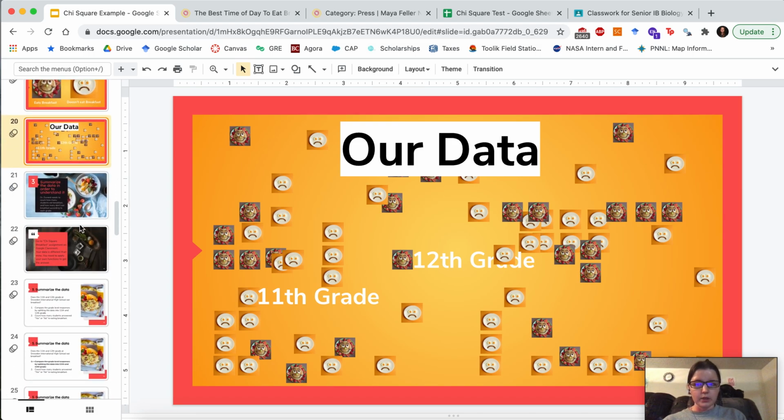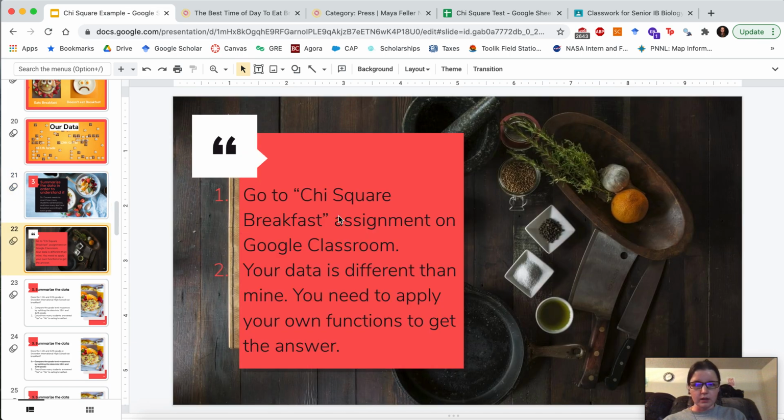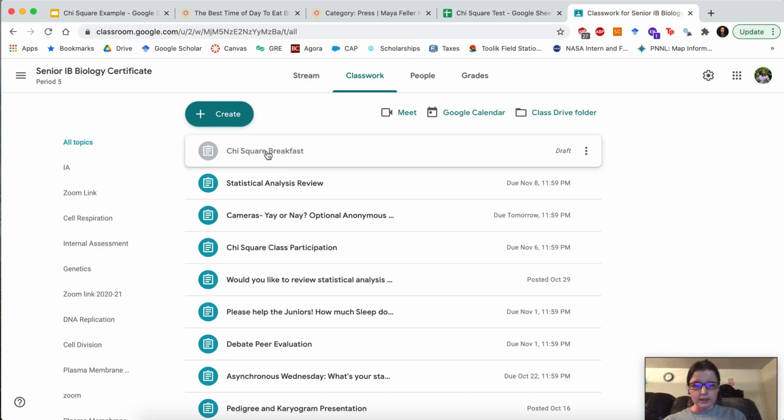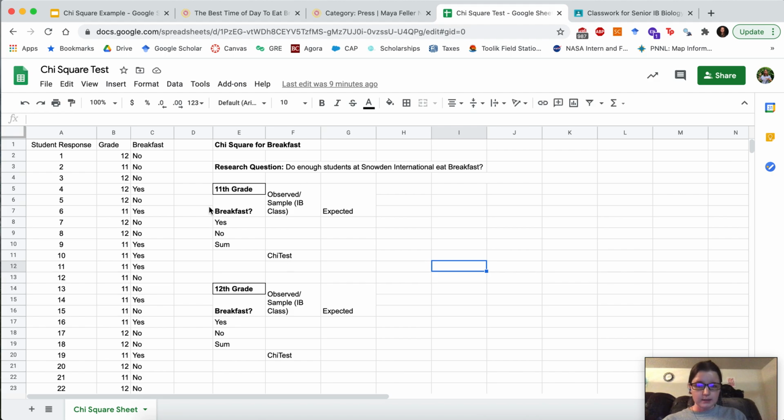So the third step is going to be to summarize the data in order to understand it. Dr. Durand needs to count how many students eat breakfast and how many don't eat breakfast according to each grade. So this is where, in Google Classroom, you need to go to the chi-square breakfast assignment. Here, it hasn't been posted yet, but it will be by the time you watch this video. And you're going to open the Excel that looks like this.